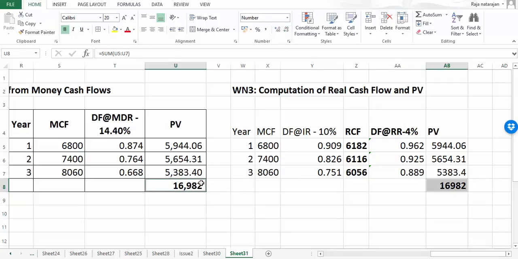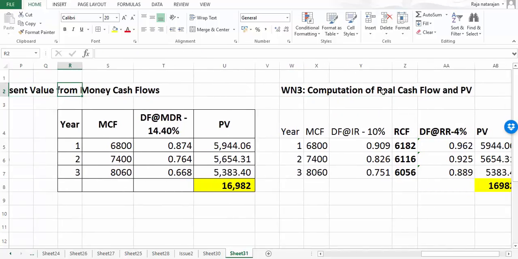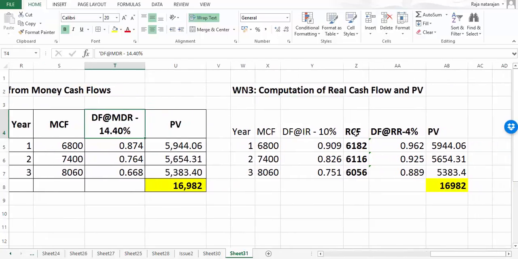So in both the cases I'm getting the same value. So you can approach the present value either through this real cash flow or through money cash flow. But what is important is when you approach through money cash flow, you have to discount at money discount rate, and when you approach through real cash flow, you have to discount at a real rate.